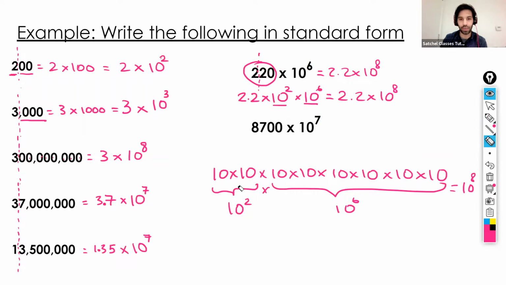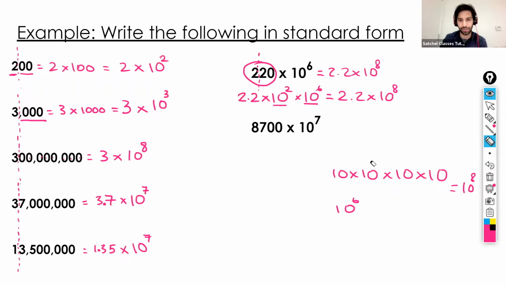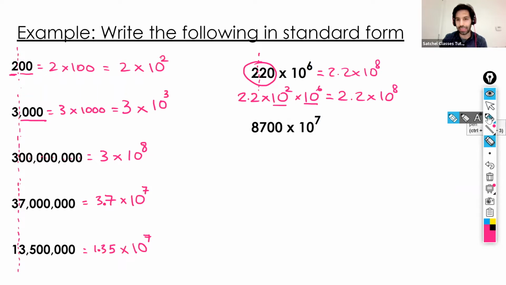All right, if I just rub this out, and here we have this example here. So 8,700 times 10 to the power of 7. Again, be careful.